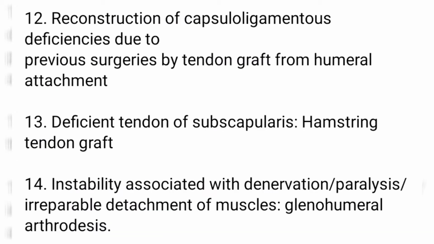Reconstruction of capsuloligamentous deficiencies due to previous surgeries is done by tendon graft from the humeral attachment. If there is deficient tendon of subscapularis, then hamstring tendon graft is taken. Instability associated with denervation or paralysis or irreparable detachment of muscle is treated with glenohumeral arthrodesis.